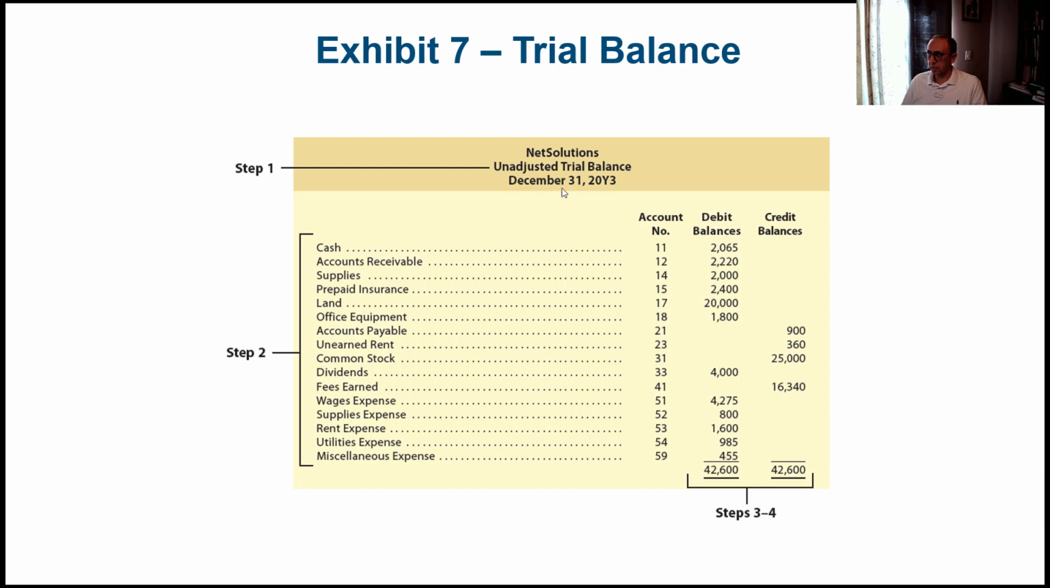And as you can see here, it has a specific date. It's not for a period, it's just one day, which is December 31st, year 3. We list our assets, liabilities, equity, and then the revenues and the expenses. And we have the account numbers here. We have the debit balances and the credit balances listed, and at the very end we should make sure that the debit total matches the credit total. Once they match, then we don't have any errors or mistakes, and that makes us ready to go to the next step, which is making the adjusting entries, and following that is preparing the financial statements.